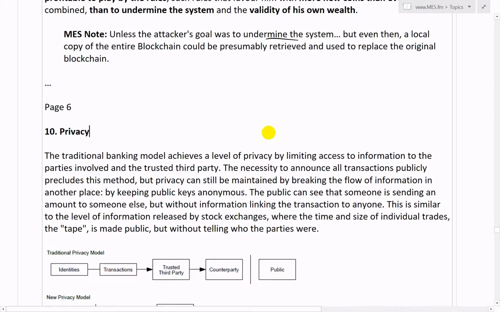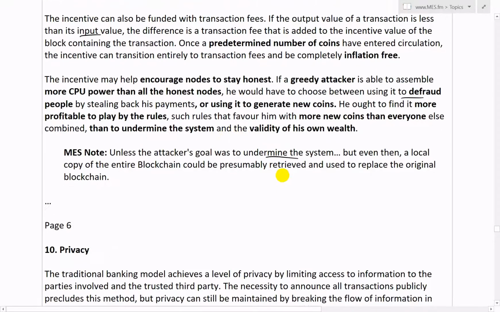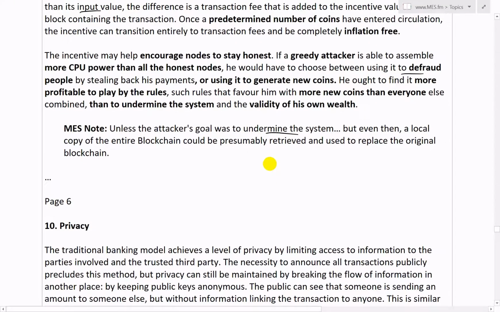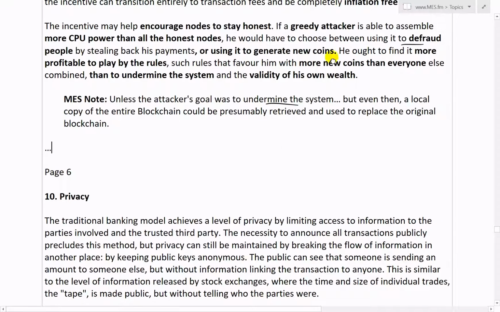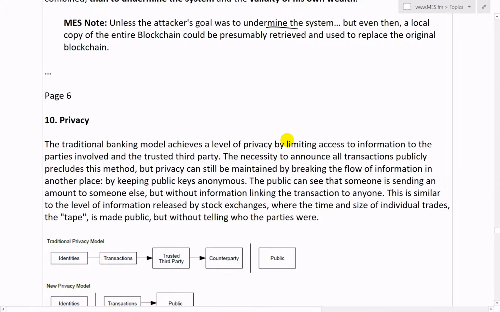Just quite amazing. So nonetheless, there are incentives for people not to undermine the system. Even if they were to take all the CPU power, they could still follow the rules and just create new coins for themselves, which doesn't wreck the other people's money that is involved.